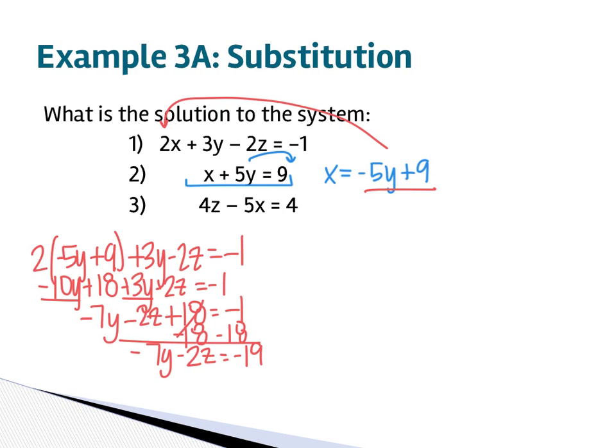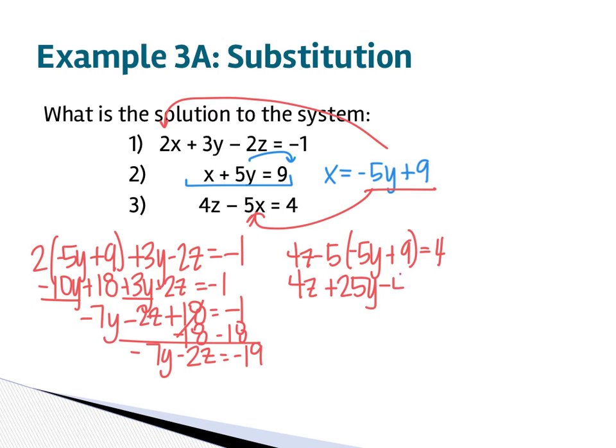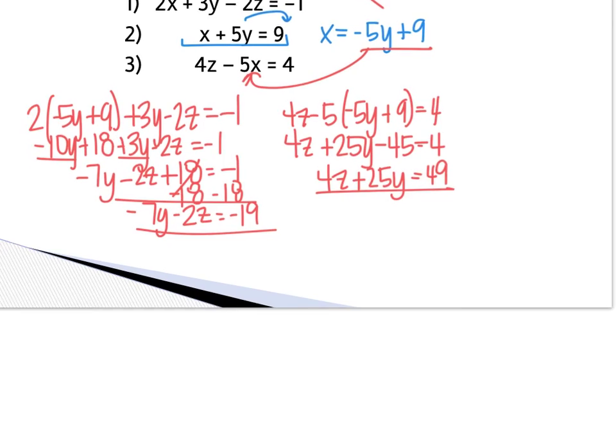Now in the other equation, the bottom equation, I'm going to plug it in for x, and I get 4z minus 5 times negative 5y plus 9 equals 4. Distribute the negative 5, so I get 4z plus 25y minus 45 equals 4. Move the 45 over, so I get 4z plus 25y equals 49. Now I am going to take this equation and make them their own little system.